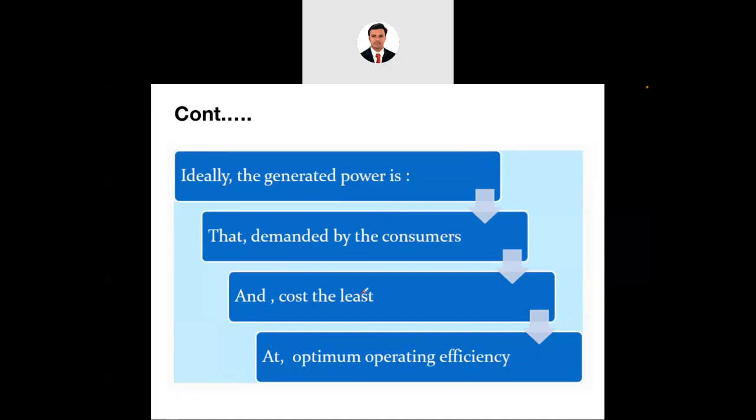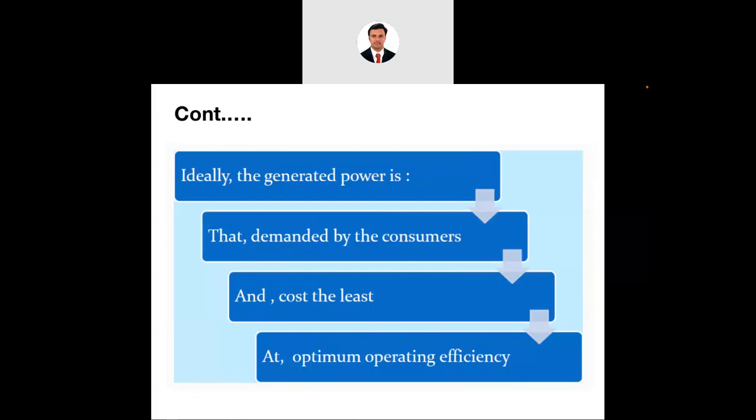Now again, the power that we are generating also depends upon the demand from the consumer, at the least cost and at the optimum operating efficiency. Whatever power we are going to generate depends upon the demand we get from the consumer. Now, that energy or power which we are going to generate must be at an affordable price. Its cost per unit generation should be the least, right? And then only the consumer will be attracted to that particular energy, right?